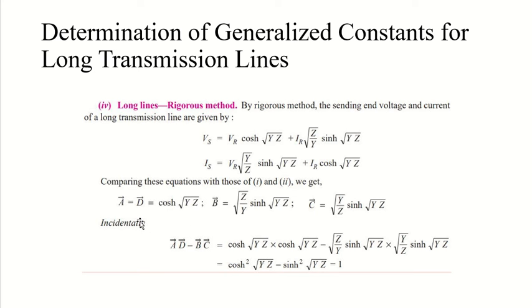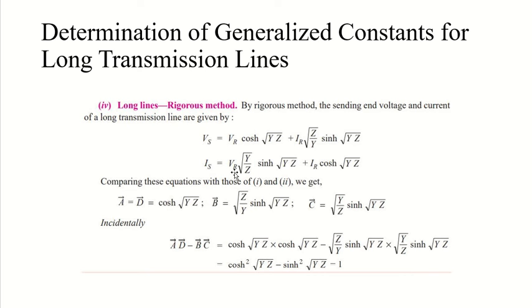So A and D, if you remember, we discussed the verification process of the generalized constants. In order to verify it, I told you that the values of A and D will always remain equal. So here the values of A and D are coming the same, cosh under root yz, and from this formula we can see the value of B. It will be under root of z by y sinh under root yz, because except for Ir the term is B.